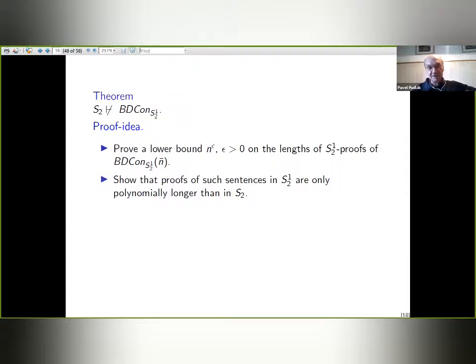The second thing that we need is to prove that if we consider the length of proofs of such sentences in S^1_2 and S_2, then there is practically no difference; they are only polynomially longer in S^1_2 than in S_2. In fact, this holds not only for these sentences, but for any closed bounded formulas.